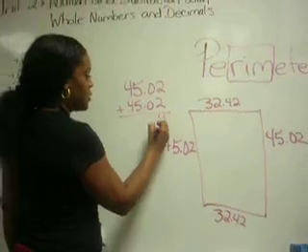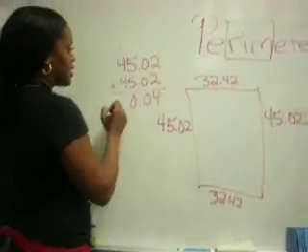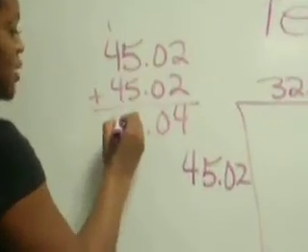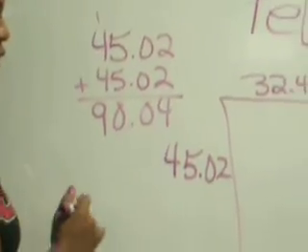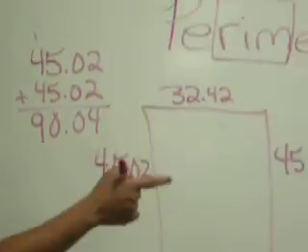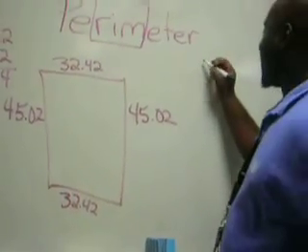I get 4, 0, that's 10, 4 and 4 is 8, plus 1 is 9. So for these 2 sides so far, I have 90 and 4 hundredths. Okay? So let's do those 2 sides. You want to go ahead and do that for me? I'll take these 2 sides right here.